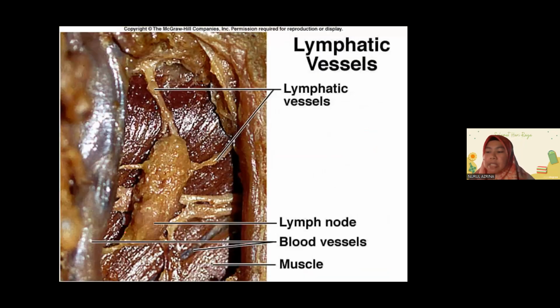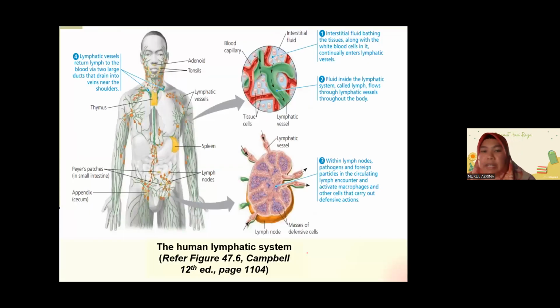This is the bigger picture of the lymphatic vessel, and this is the lymph nodes. You can see that the lymphatic vessel is very close to our blood vessel, and this is where they can function in relation to one another. Let's see how the lymphatic system works in our body.